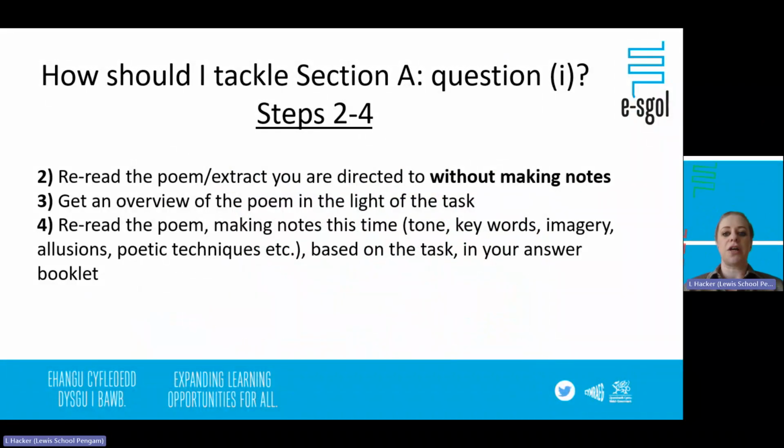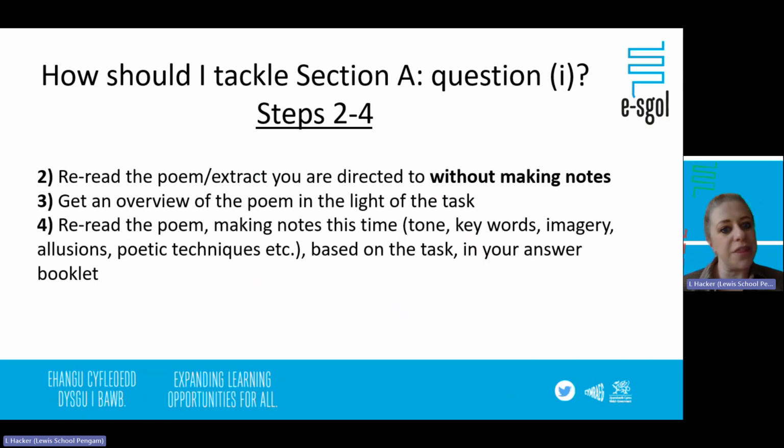Okay, so we've got our question, we've got our named poem. Now what do we do? So we take a deep breath. And let's look at steps 2 to 4. So you need to reread the poem or extract you are directed to without making notes. Okay, so just have a quick read through this poem.